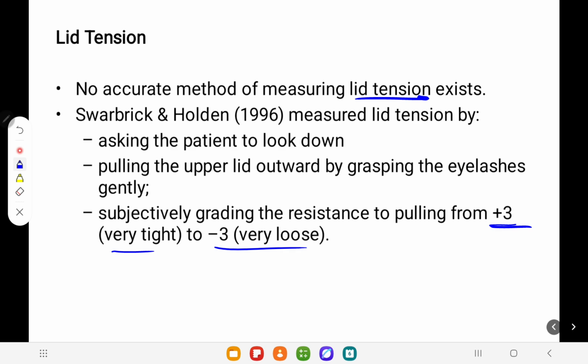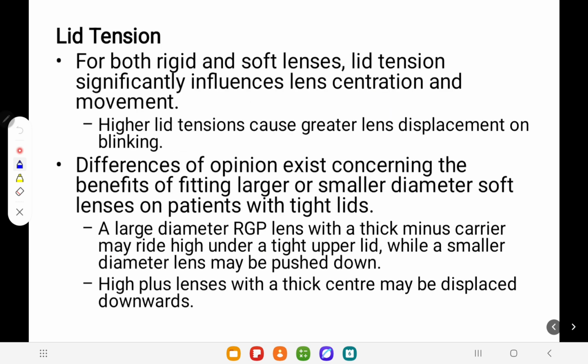Okay, that's very important. For both rigid and soft lenses, lid tension significantly influences lens centration and movement. That's a very important point. Higher lid tension causes greater lens displacement on blinking. That's a good point, you have to understand this. Why is lid tension important? The higher the lid tension, the greater the lens displacement while blinking.